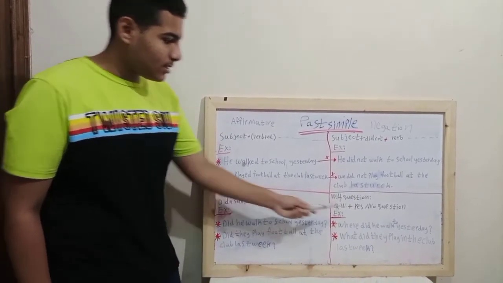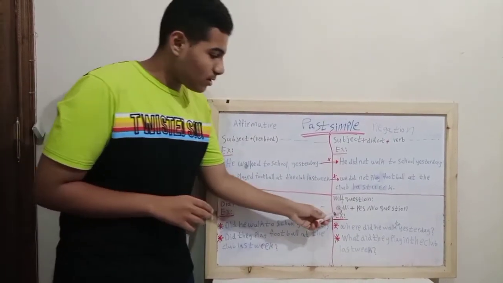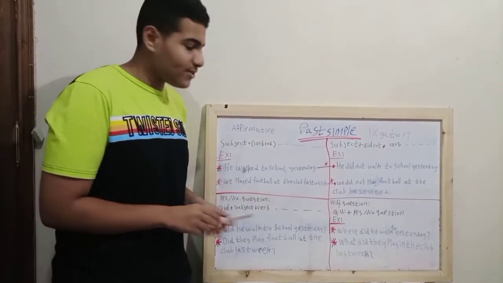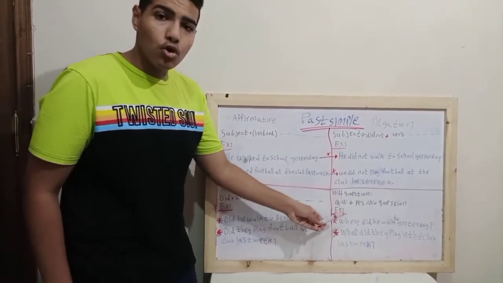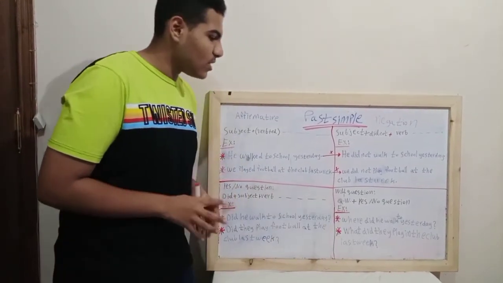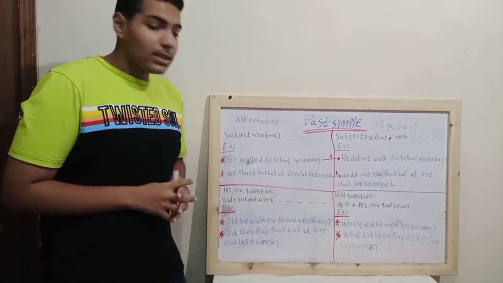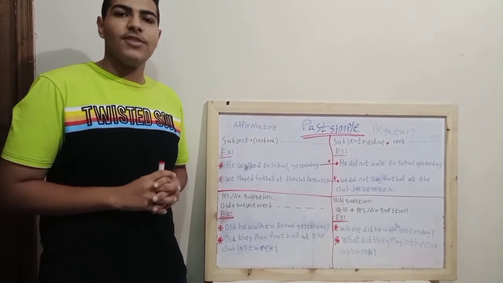And now the WH question. The WH question consists of a question word plus the formation of the yes or no question. For example, where did he walk to yesterday? What did they play at the club last week? And now let's move to the last part of this video, which is the pronunciation of the ed.